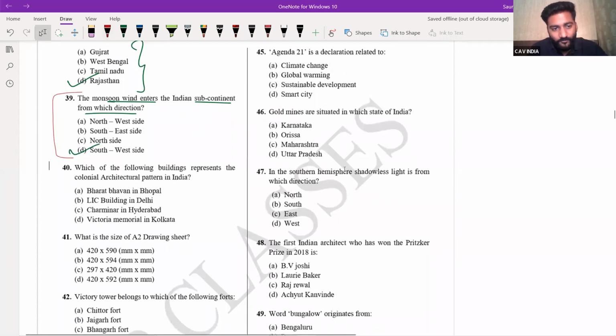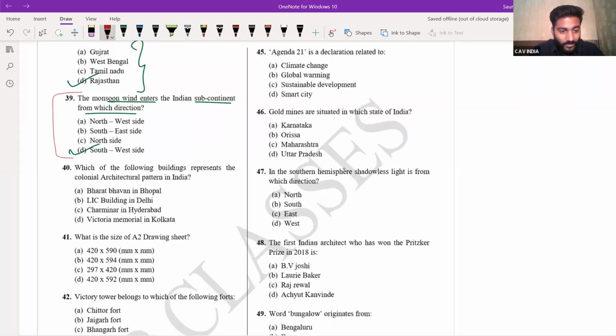Then, which of the following buildings represent the colonial architectural pattern in India? Now in this part, if you look at this, Bharat Bhavan, LIC building, Charminar, Victoria Memorial. So Bharat Bhavan and LIC building, they are modern buildings. They are designed by Charles Correa. So when you study about the buildings, you will realize that these are some modern buildings. So there is no colonial architecture in that.